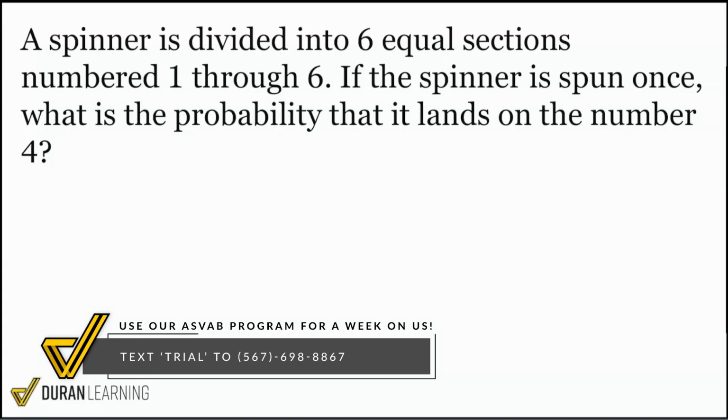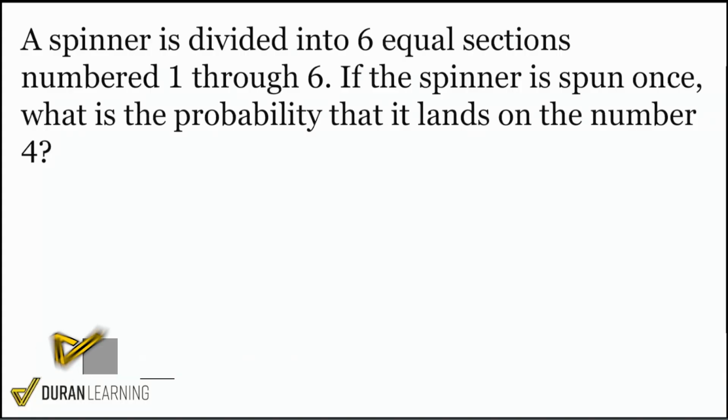Here's what I want you to do first. I don't want you to try to answer the question. We're going to read the question first, and once we read it, I want you to tell me if we're dealing with simple or compound probability. That's really it. So let's read the question. It says, if the spinner is spun once, what is the probability that it lands on the number 4? My party people, how many events are we trying to calculate? Yeah, just once.